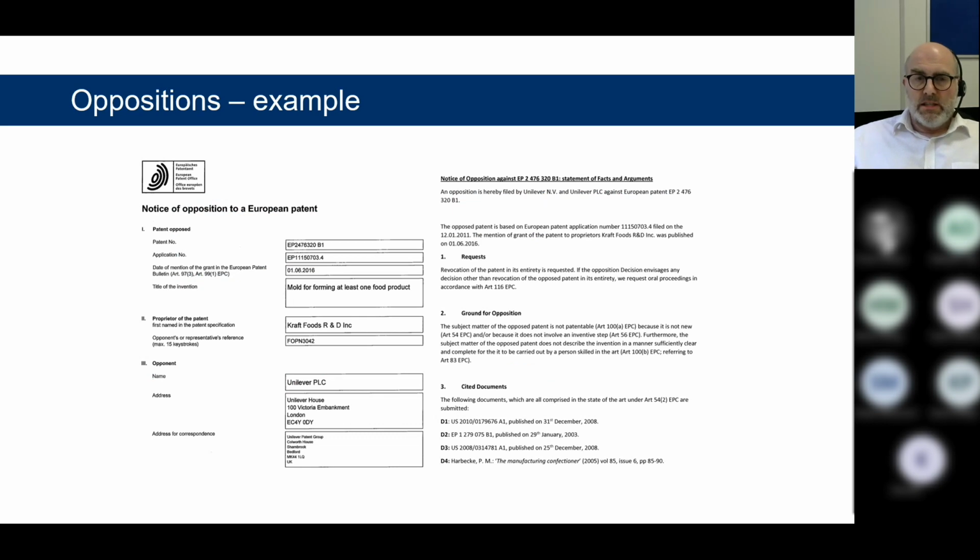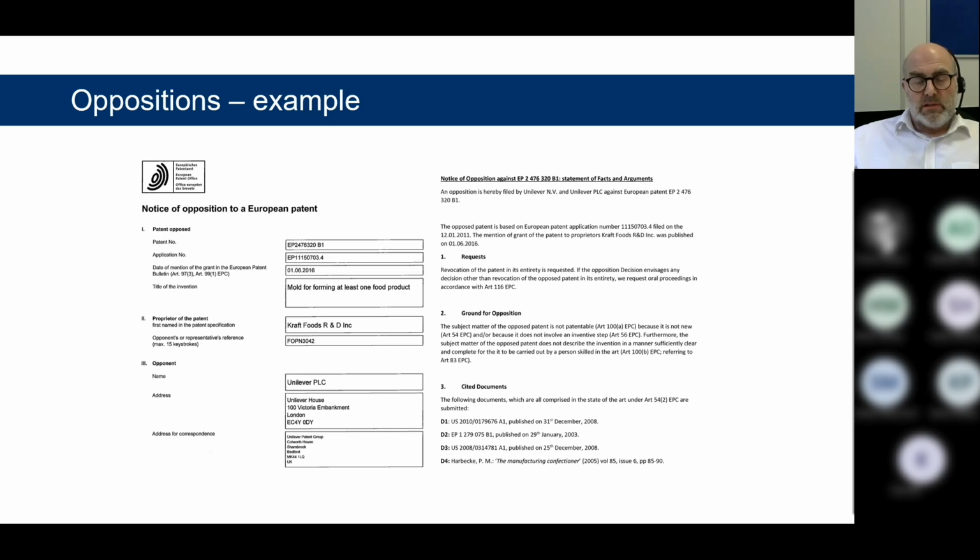I won't really go through this. This is just an example of a European patent opposition. On the left here, you've got the actual notice of opposition that's filed. Again, like observations, you are simply setting out the actual patent application. You're setting out who the opponent is. Again, it can be filed anonymously, but in this case, it hasn't been. Unilever wanted Kraft Foods to know that they were opposing this particular patent.